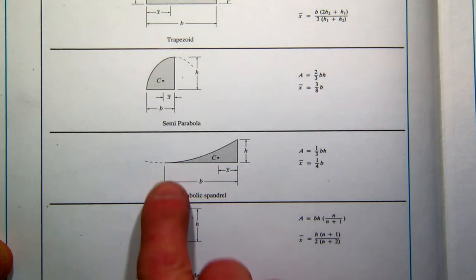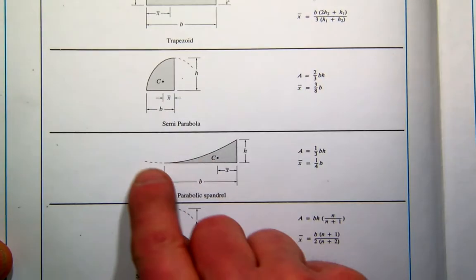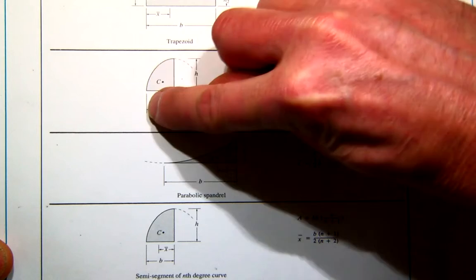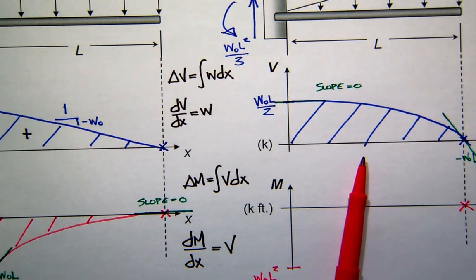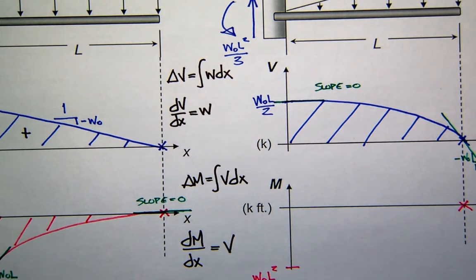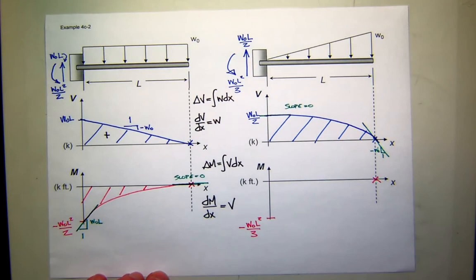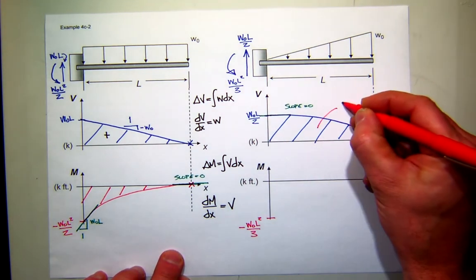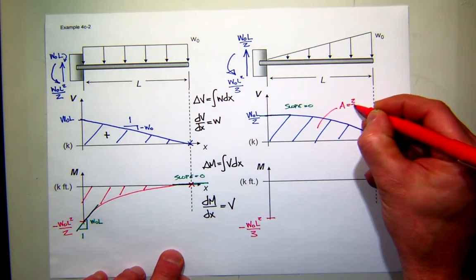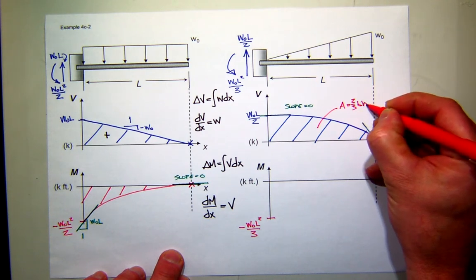What makes something a semi-parabola, or the remaining part, a parabolic spandrel, is that at one end of the shape you have 0 slope. So it's not a section of a parabola, it's about the axis of the parabola. And that's what we have. Let me zoom back out. Sorry about that. This is 0 slope, so this is a parabolic section. So that area is 2/3 base times height.